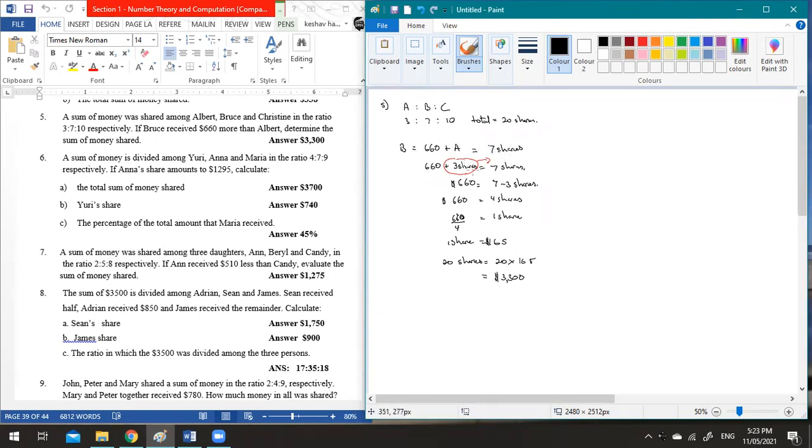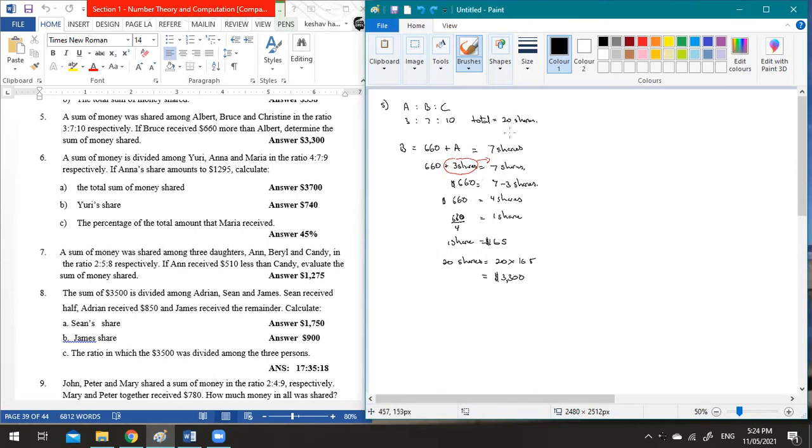So in order to get how much 1 share is, you'll subtract the 3 shares from both sides, or carry it across the equal sign, it will turn to a subtract. So 7 shares minus 3 shares will give us 4 shares, which will be equal to the 660. Now to get 1 share, we divide by 4 on both sides. Right, so 4 into 4 is 1, and 660 divided by 4 will give us $165. So 1 share is $165.